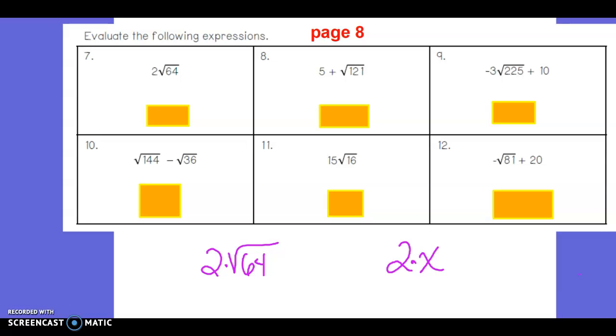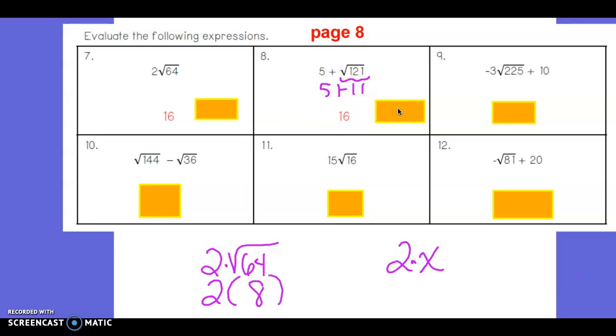So problem number 7, 2 times the square root of 64 is 2 times whatever the square root of 64 is, which is 8, and 2 times 8 gives us 16. So a number in front of a square root means multiplication. Problem number 8, what you had to do first was just simplify the square root of 121, which is 11, and then you have 5 plus 11, and the answer is 16.